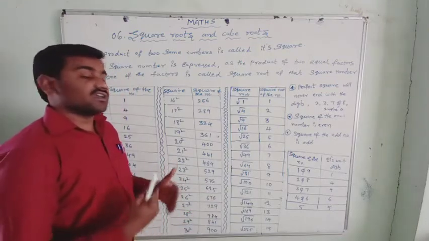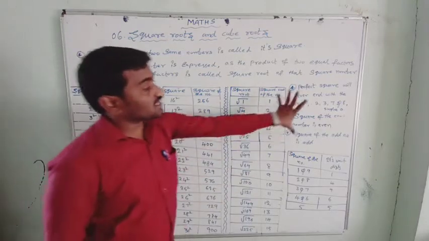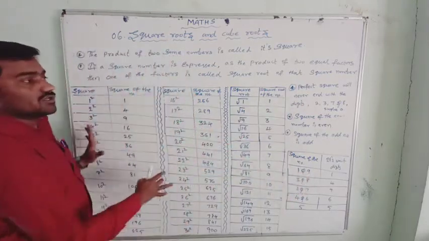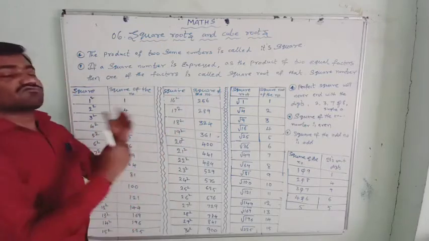So the square of 5, the unit digit will always be 5. These are the things we need to remember about squares of numbers. So let us learn the square root of a number. If you know the square of a number, we will know the square roots.